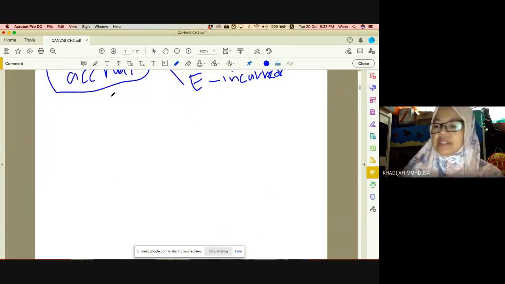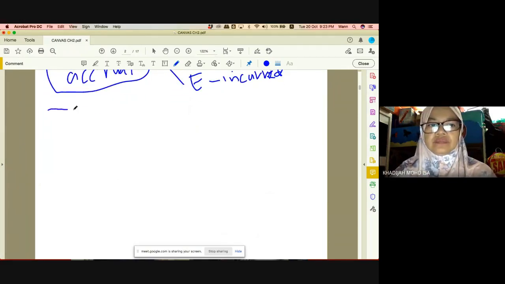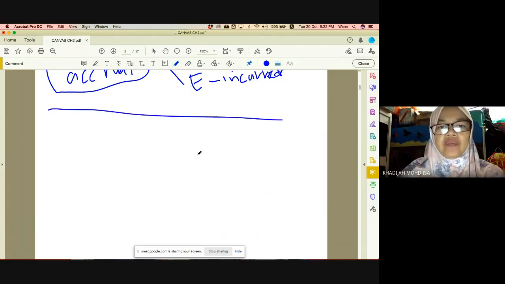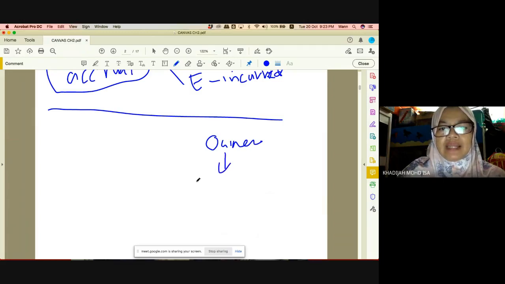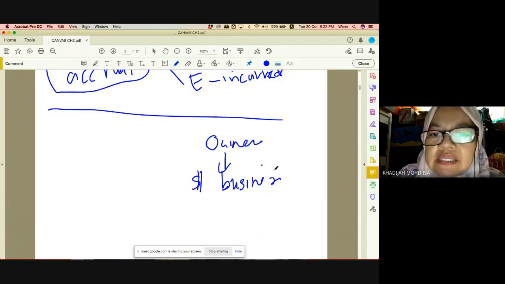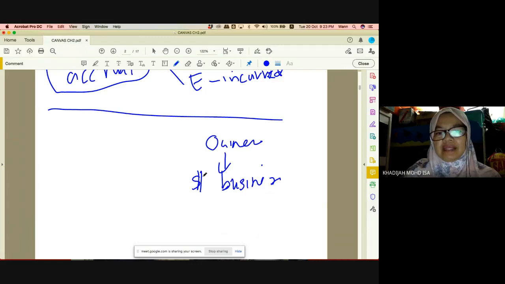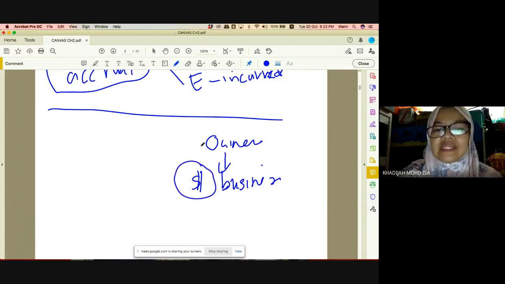So how it works is that you have an owner. The owner will put money into the business. Then from here, whatever money you have now, this money is owned by whom?